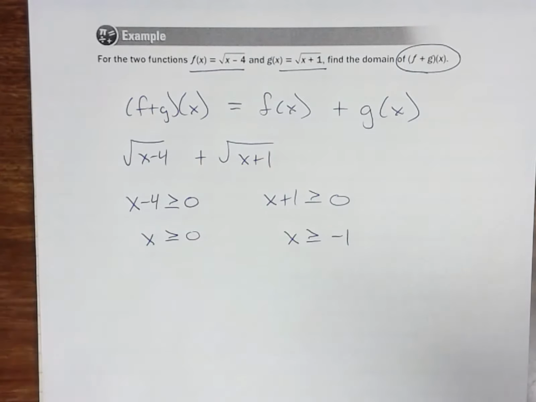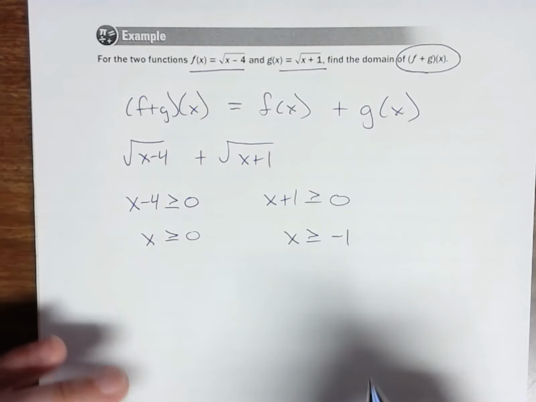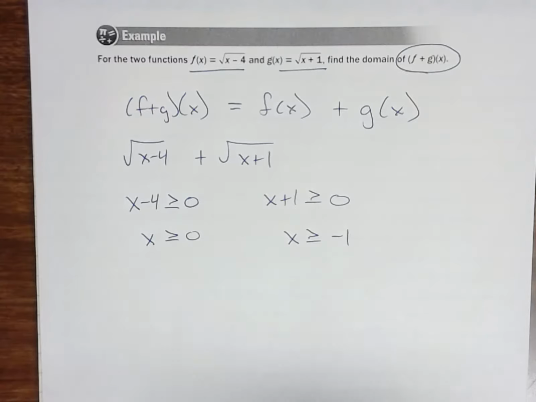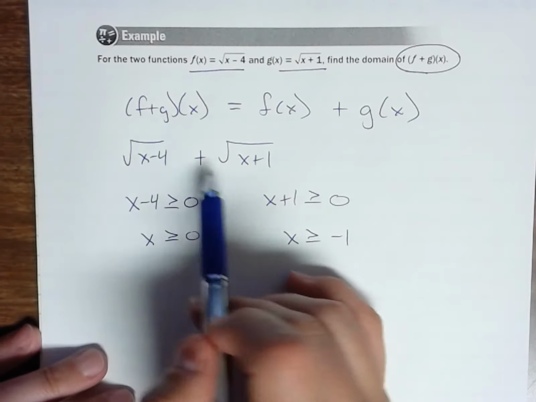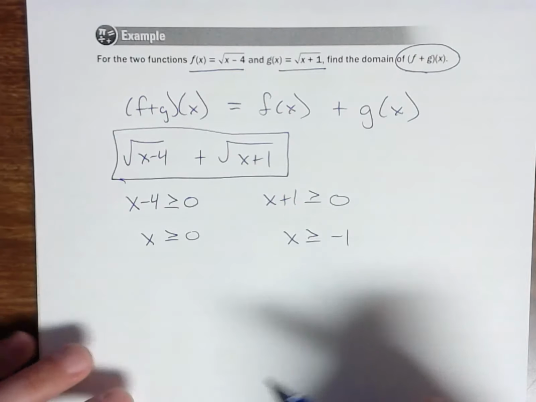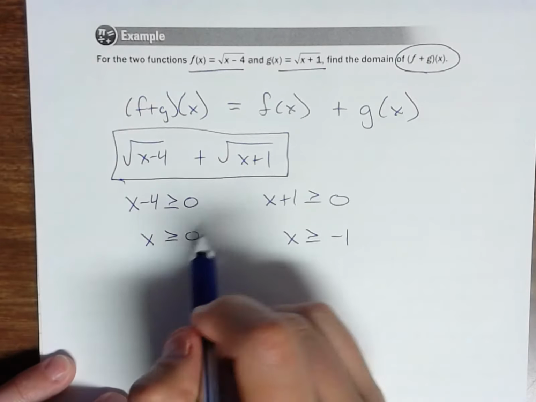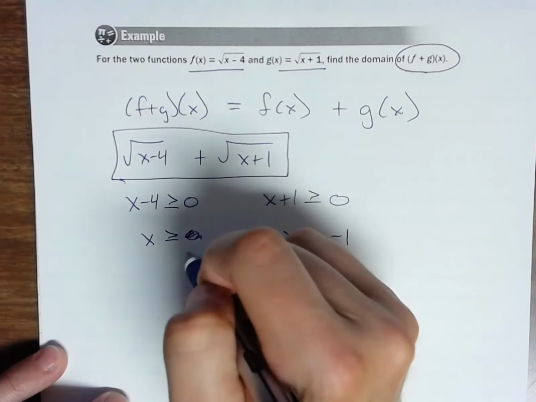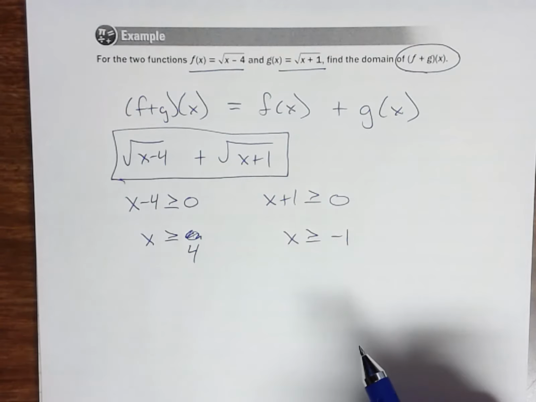And so for our new function, which is a combination of two functions, the domain has to fit both of them, right? So this is my new function. It's this whole thing. And so the only numbers that work are numbers that work in the whole thing. So let's see what we've got here. Whoops, I put a 0 right there. That's supposed to be a 4. Sorry about that. So x greater than or equal to 4 there.